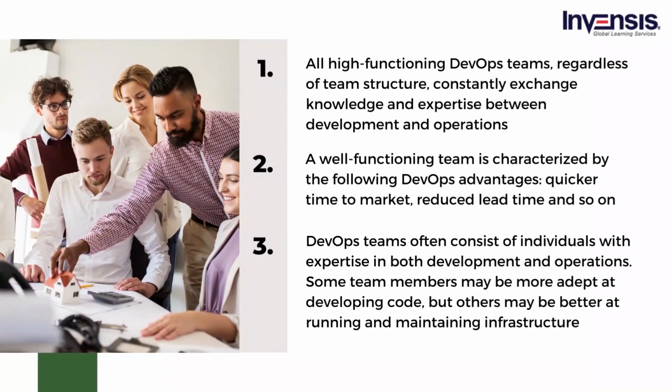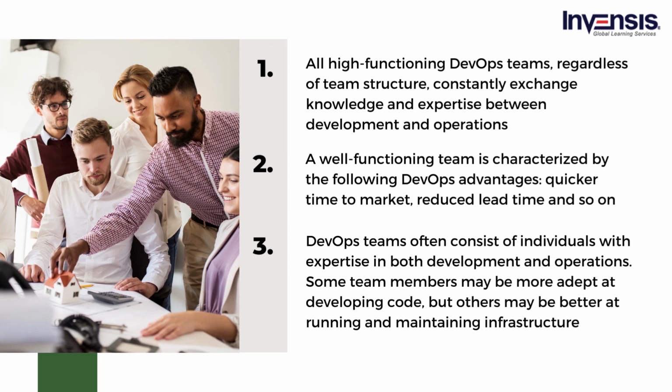All high-functioning DevOps teams, regardless of team structure, constantly exchange knowledge and expertise between development and operations, whether via regular meetings, employees working across multiple teams, or team members working across both roles. A well-functioning team is characterized by the following DevOps advantages: quicker time to market, reduced lead time, greater deployment frequency, higher quality outputs, enhanced team culture, and increased communication between teams and departments.